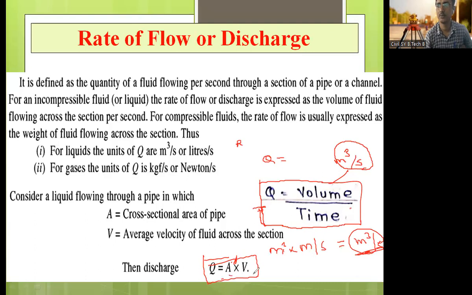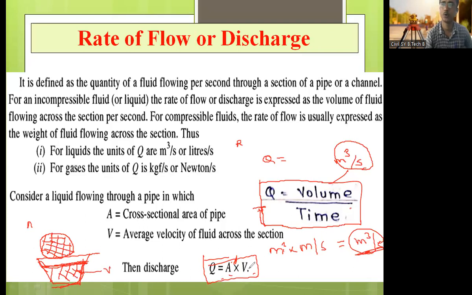What is this capital A and V? This capital A is nothing but the cross section area of the flow. Let us say liquid is flowing through the pipe, then the cross section area of the pipe is capital A. If there is open channel flow, the area of the channel can be very large, but the channel does not flow completely full of water. The area that is filled with flowing water is called the wetted area. This wetted area is multiplied by the velocity.